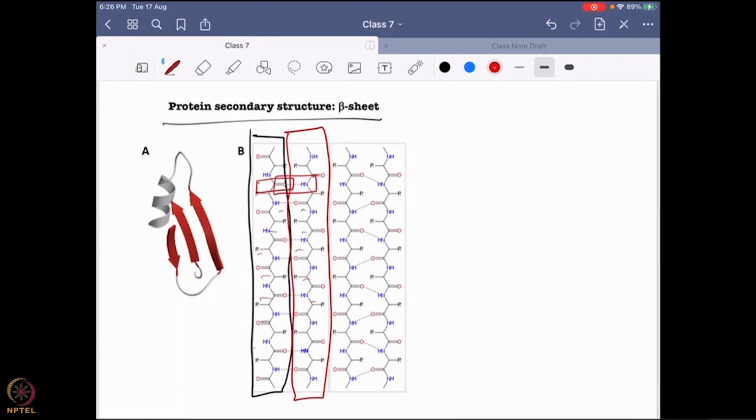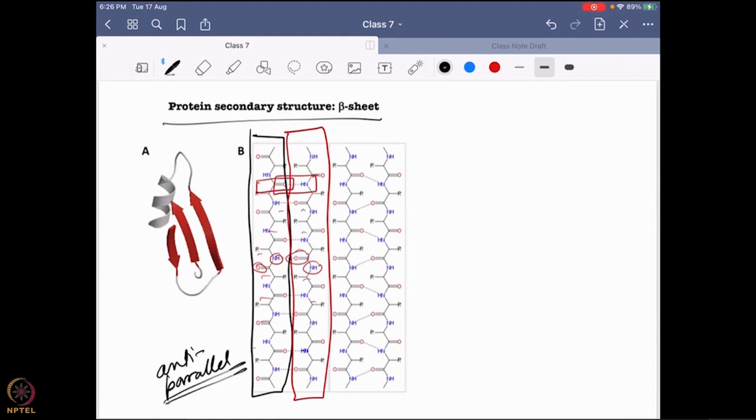However, over here you can see the orientation of these two chains are exactly opposite to each other. Over here you can see the NH is in the middle, O is outside, and over here you can see O is inside, NH is outside. So they are actually oppositely oriented. So that is why this is known as an anti-parallel chain.